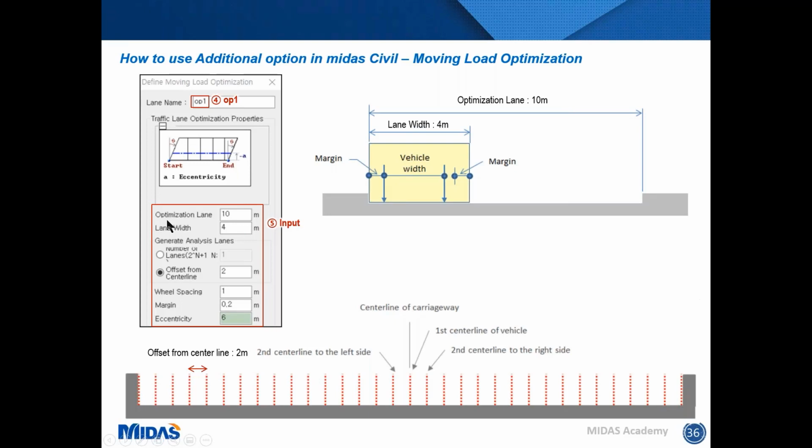So here we can input the whole carriageway width, and then each lane width, and this one means how detailed we want to consider the moving load analysis, and here are the wheel spacing and margin. So if we input 2 meters here, it will consider every position in the transverse direction every 2 meters. If we input 1 meter here, it will consider every position at 1 meter, so it will be a more detailed analysis. That also means it takes more analysis time. Okay.